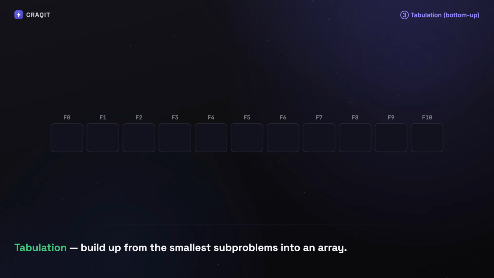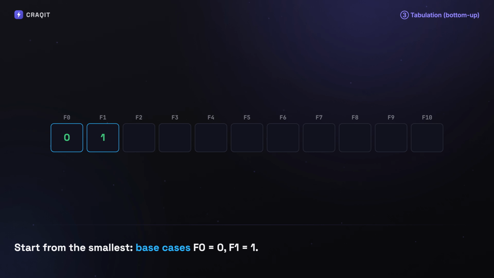Tabulation, or bottom up. Instead of starting at the top and recursing down, you flip it. Start from the smallest subproblems and build up to the answer, filling a table as you go. For Fibonacci, you make an array. Write the base cases in the first 2 slots: fib of 0 is 0, fib of 1 is 1, and then just walk forward. Each slot is the sum of the 2 before it.